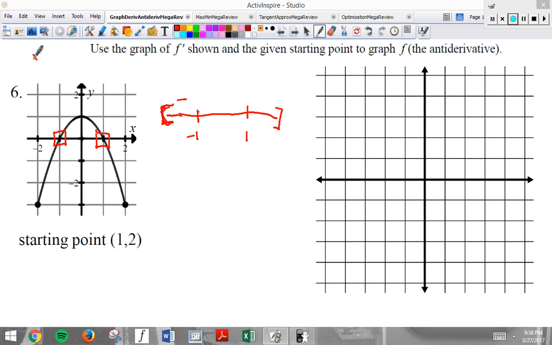This is the graph of F prime. I'm talking about the y coordinate when I'm talking about F prime now. It goes from being negative to positive to negative. So that's in my F prime number line. How about my F double prime number line? How about that slope?